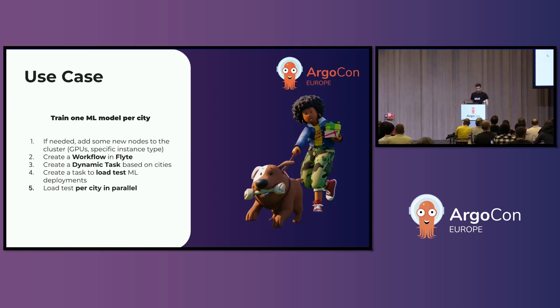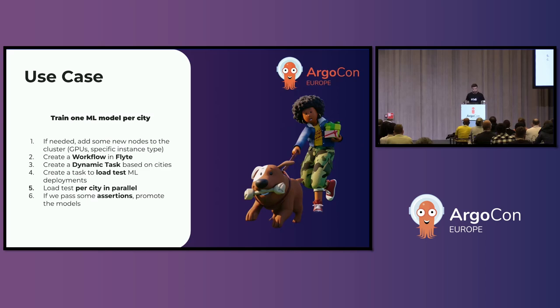Then you run the load test per city in parallel. So yeah, 460 cities running in parallel. That's also why the assertions are really important, because you don't want to look at 460 reports. You're going to be like, okay, I have all my assertions. Everything looks green. I'm happy. I think we should be good.